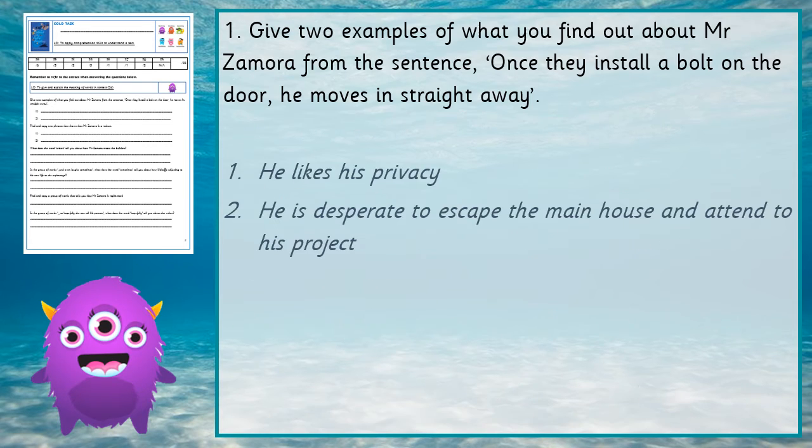Good luck, guys. Question number 1, you have to give 2 examples of what you find out about Mr. Zamora from the sentence, once they install a bolt on the door, he moves in straight away. So my answers for this, giving 2 examples, number 1, that he likes his privacy, and once they install a bolt tells me that he wants everyone shut out, he wants to be by himself inside of his hut. So he likes to keep everything private and to himself. And number 2, he is desperate to escape the main house, all the hustle and bustle of the orphanage, and attend to his project. He wants to escape that and just get in and crack on with what he needs to do with regards to his butterflies.